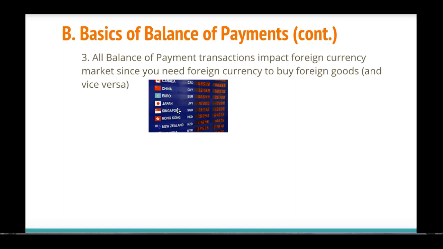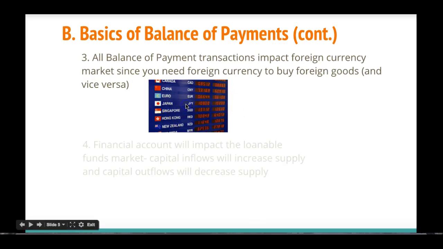But on the flip side, if I am exporting goods, okay, so I'm exporting goods from the United States, they're going to have to get US dollars to be able to pay for those exports. And so that's going to increase the demand for the US dollar. And like I said, we'll talk more about that in our next video.